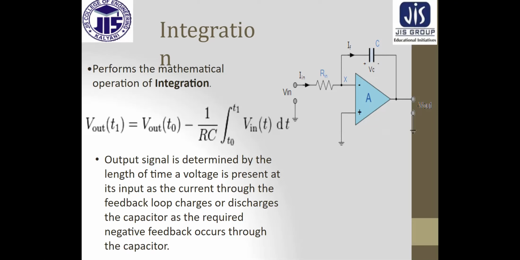So first draw the circuit of the integrator using an op-amp and then write down the equation of output voltage and input voltage in the given slide. Here you can see the output voltage is directly proportional to the integration of the input voltage.